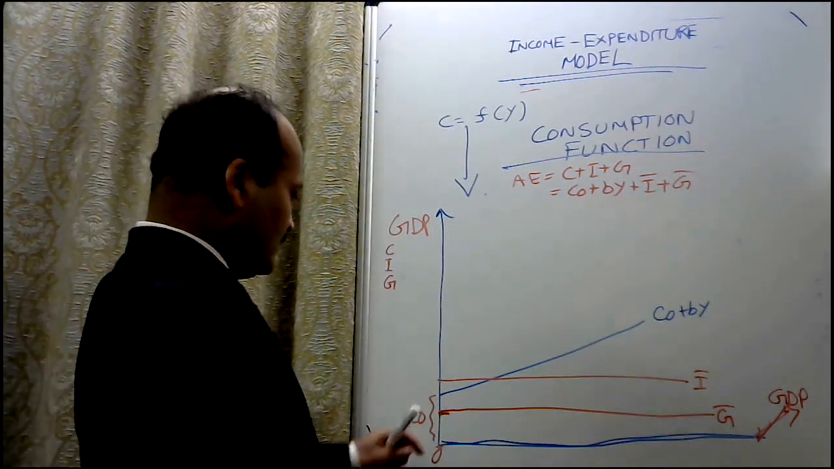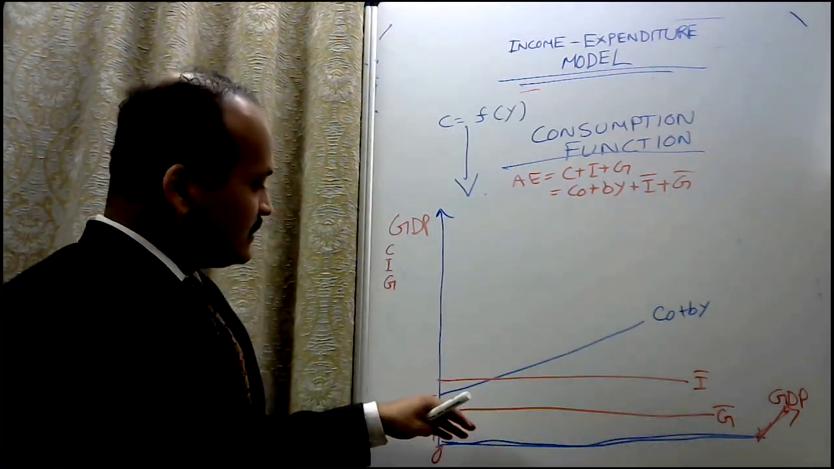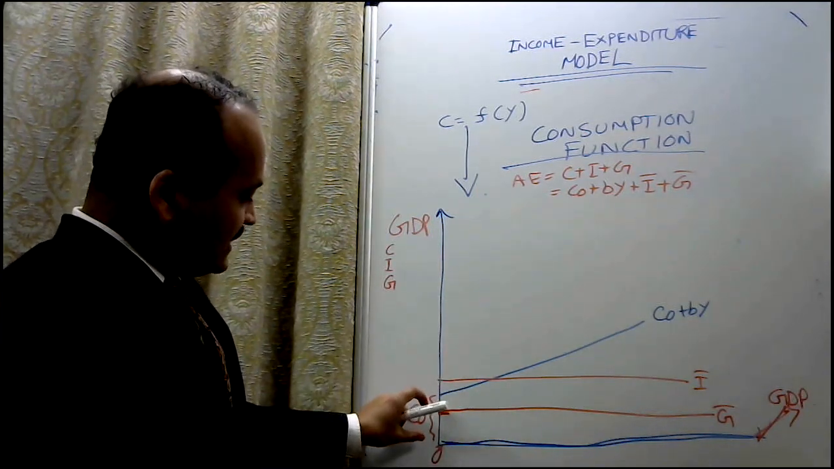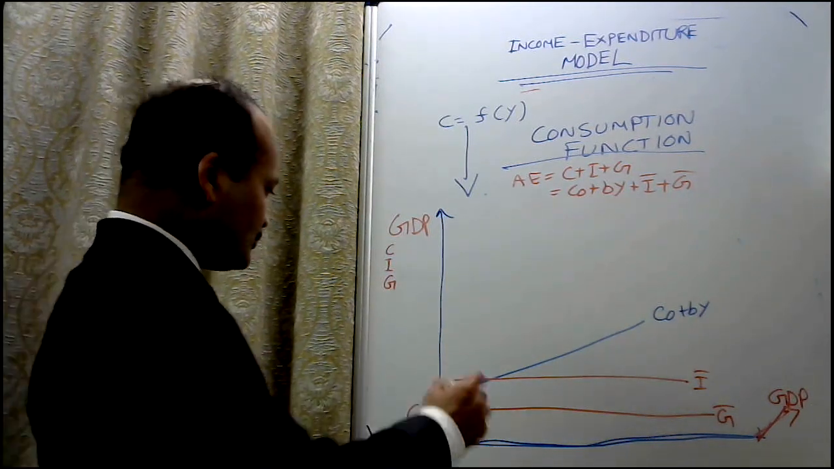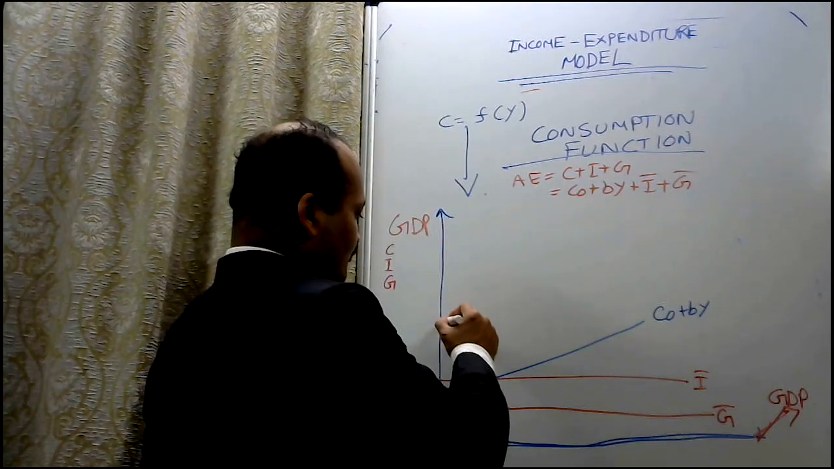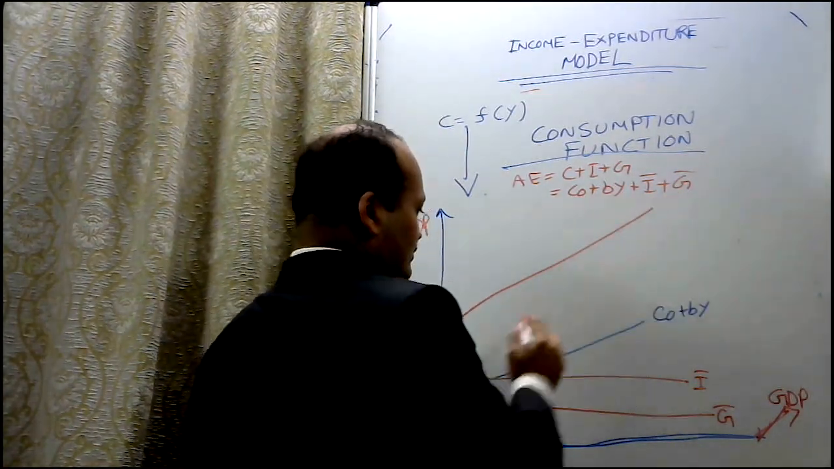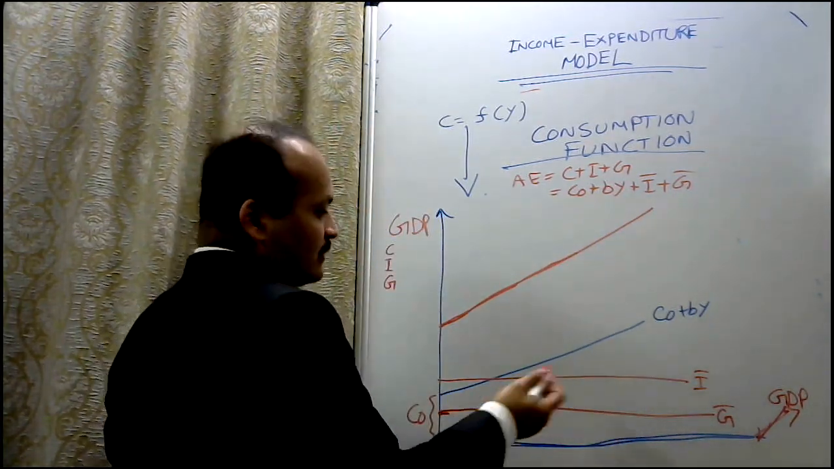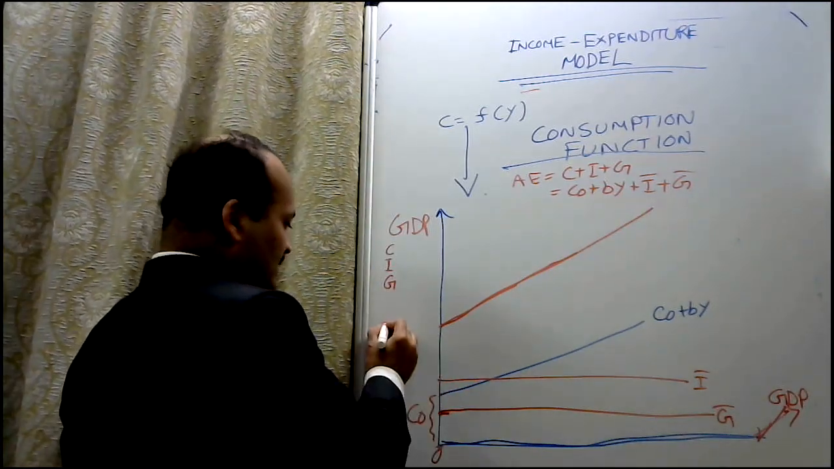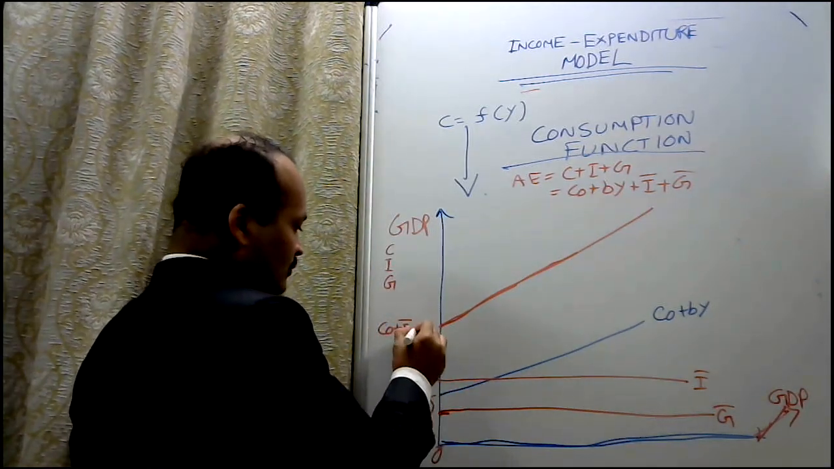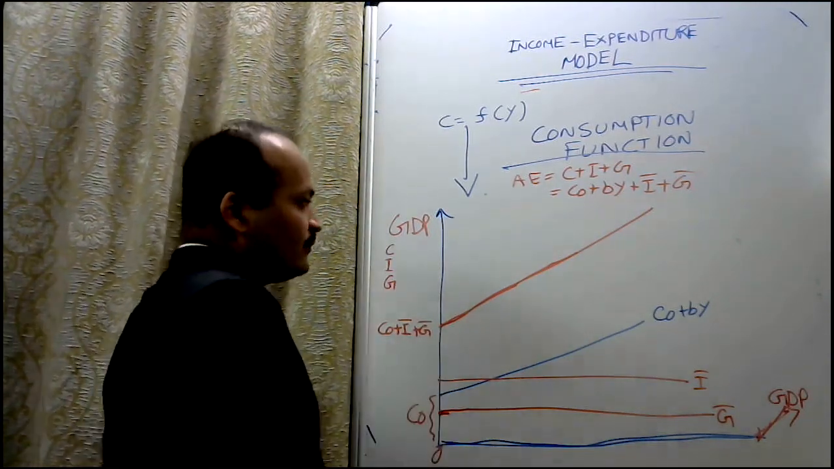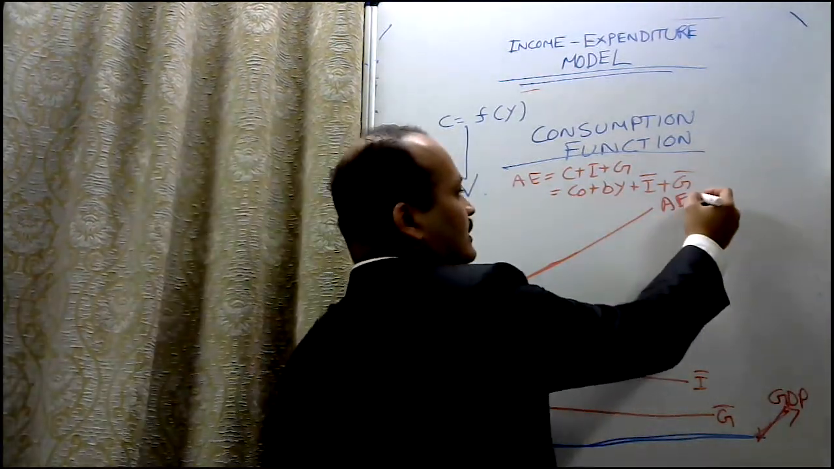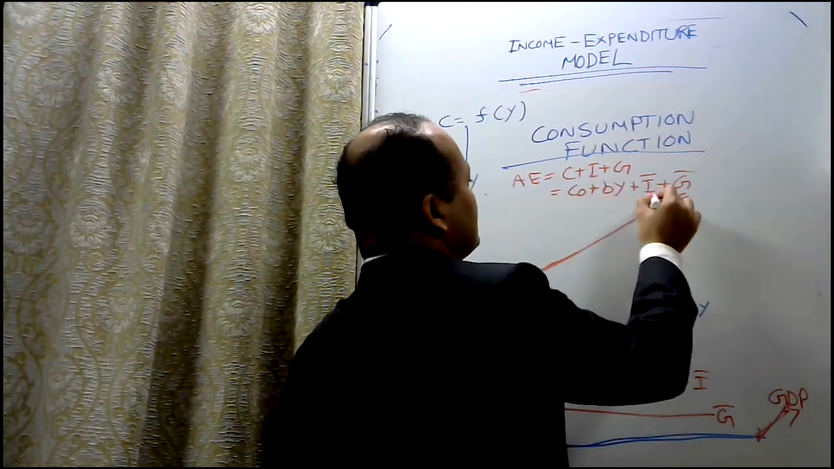Okay. Now, if I add all this, what would happen? This curve will shift by the amount of I bar and G bar. So what it would lead to, I will get a curve something like this, a parallel shift of the consumption function by the amount of I bar and G bar. So here my intercept changes from C0 to C0 plus I bar plus G bar, and this is my new aggregate expenditure line.